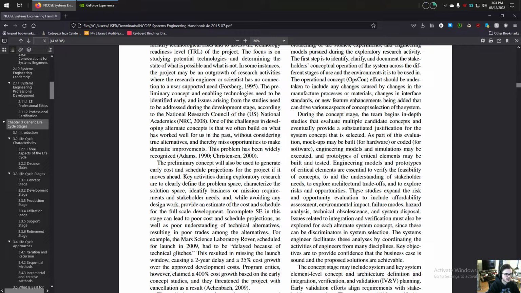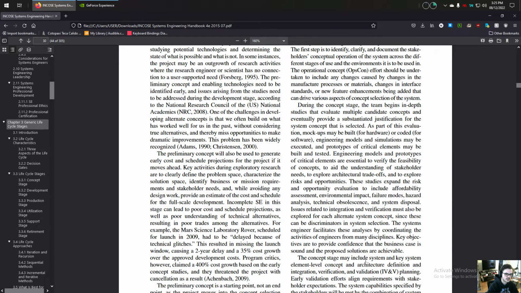These studies expand the risk and opportunity evaluation to include affordability assessment, environmental impact, failure modes, hazard analysis, technical obsolescence, and system disposal. Issues related to integration and verification must also be explored for each alternative system concept, since these can be discriminators in system selection. The systems engineer facilitates these analyses by coordinating the activities of engineers from many disciplines. Key objectives are to provide confidence that the business case is sound and the proposed solutions are achievable.